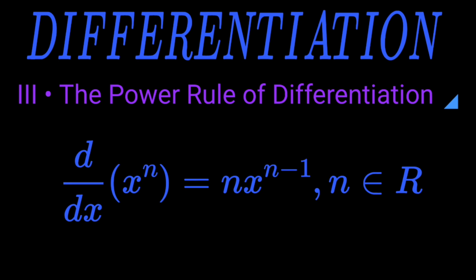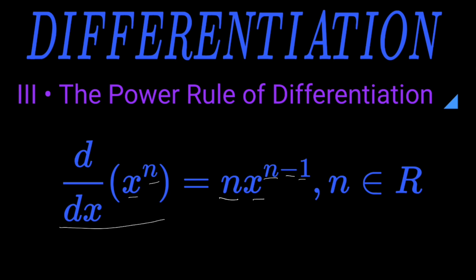So first of all, what does the power rule say? The derivative with respect to x of x to the power n is n times x to the power n minus 1. So it's a very simple rule. The derivative of x to the power n is equal to n times x to the power n minus 1.